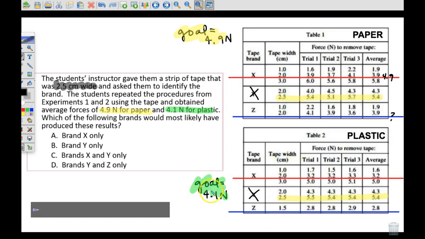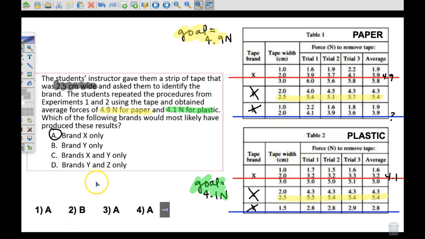But for plastic, our goal is 4.1 newtons. So if we interpolate in this data table, 2.5 would give us an answer of about 4.1, because the difference between that is 1.8, divided by 2 is 0.9, and that gives us 4.1. And then jumping down to Z, because we already determined Y is not an option, there's too big of a jump to really tell. So Z is out, which means that A, brand X only, is our best option.